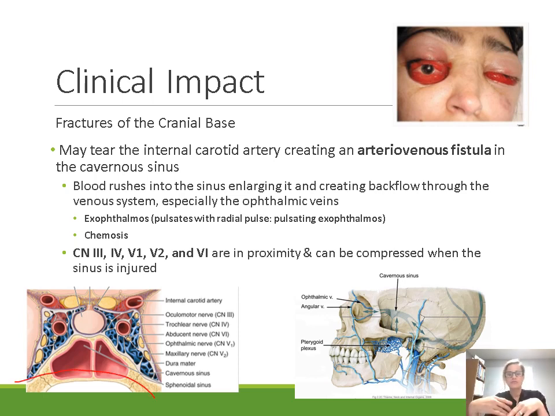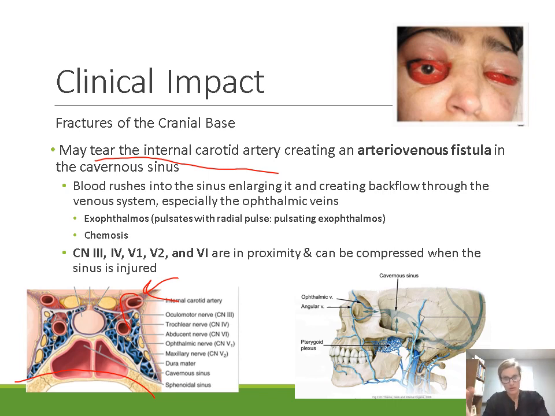The problem with fractures of the cranial base here is that, remember, the internal carotid artery is going through this region. The internal carotid artery is bringing a lot of blood into the brain. It's really important. And it's going very delicately, if you will, through the cavernous sinus. So when we fracture the cranial base here by the cavernous sinuses, it's possible that we can tear the internal carotid artery. This is problematic for numerous reasons.